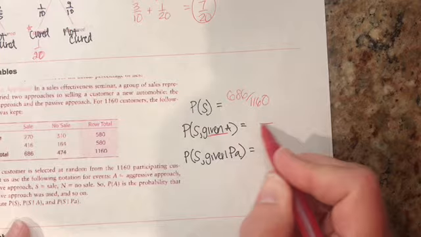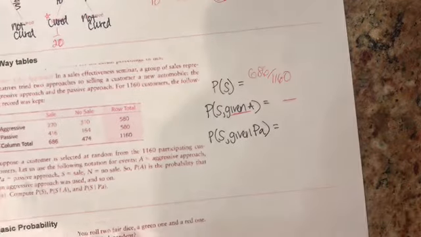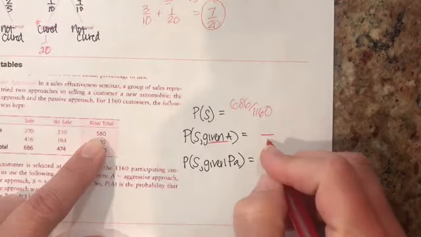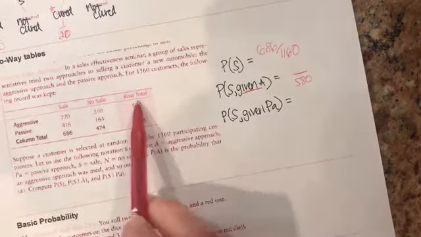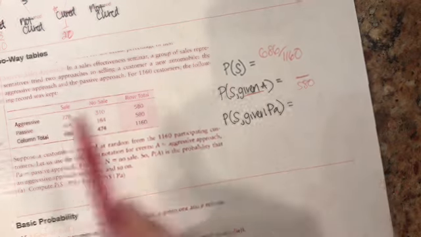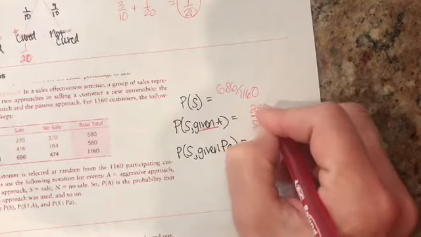So we only care about these aggressive salespeople. That becomes your denominator. So how many salespeople are aggressive? 580. That's our denominator. Out of all these salespeople, how many made a sale? 270. So 270 out of 580.